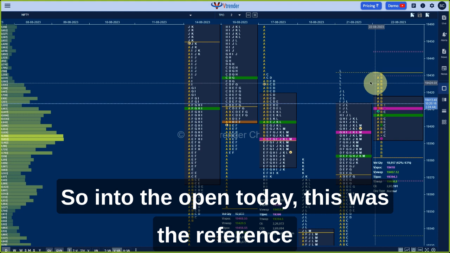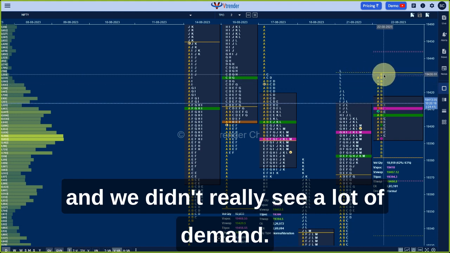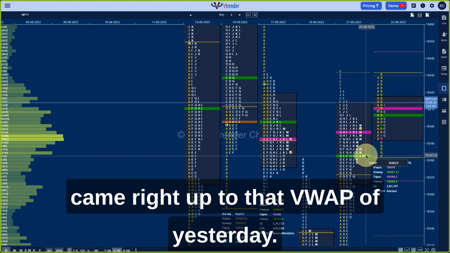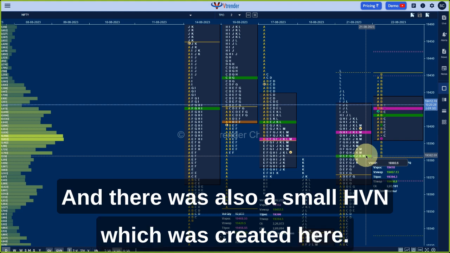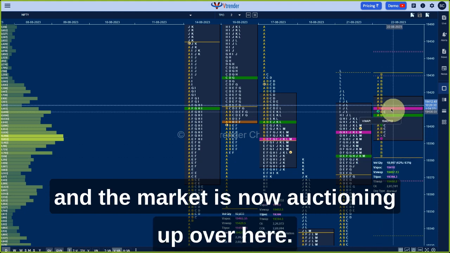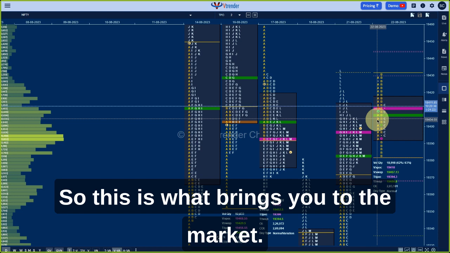So into the open today, this was the reference, and we didn't really see a lot of demand, and there was a short term pullback which came right up to that VWAP of yesterday. And there was also a small HVN which was created here, and we pulled back to that point in B, and the market is now auctioning up over here. So this is what brings you to the market.